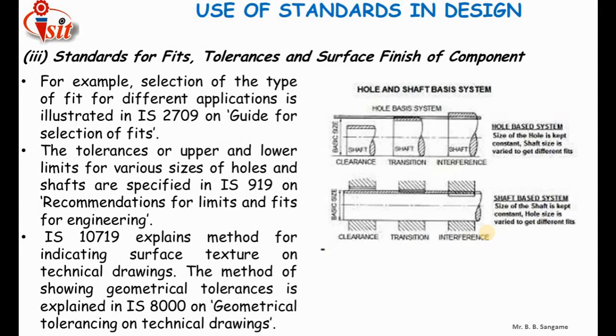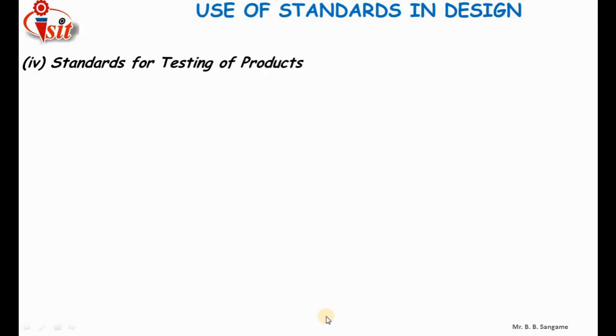So the method of showing geometrical tolerances and surface texture: regarding how the geometrical tolerances are shown, it is explained in Indian Standard 8000, and regarding the surface texture you will get the information in Indian Standard 10719, for geometrical tolerancing on technical drawings.